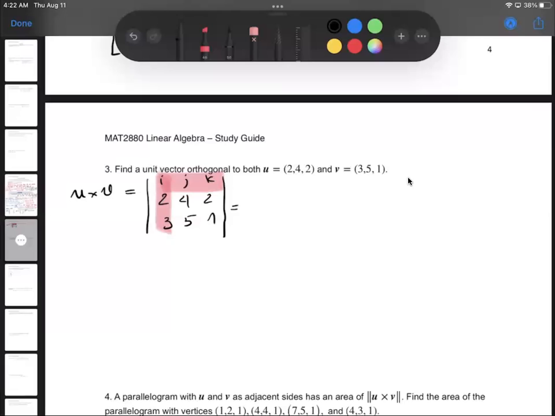We can use a calculator to do this. I did it before, so let me tell you what the answer is. So I got V1 equal -1/5. V2 is 11/5. And V3 is 14/5.